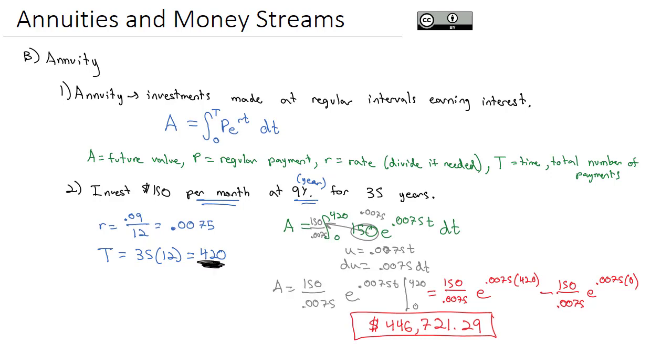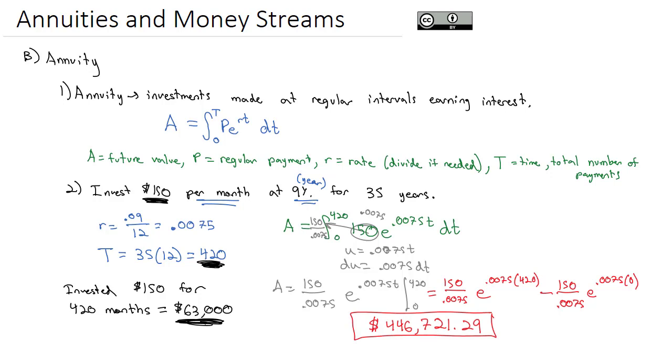Now, where this gets kind of interesting is if you think about how much money you put away. We put away money for 420 months, $150 each time, which means we invested $150 for 420 months. 150 times 420 is $63,000. Which means I invested $63,000 but ended up with almost $500,000 in the account. And that's really the power of this compound interest. If your interest can earn over a long period of time, you should see significant growth on those annuities, on those investments.